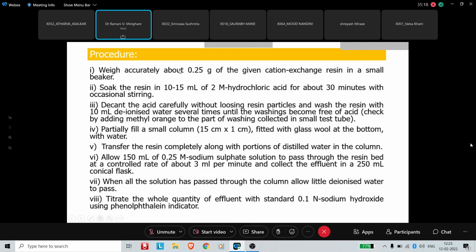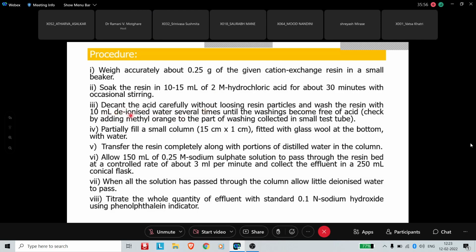You have to weigh 0.25 gram of cation exchange resin in a small beaker. Soak the resin in 10 to 15 ml of 2 molar hydrochloric acid for about 30 minutes, and during this time, your resin will be converted into hydrogen form. The excess hydrochloric acid should be washed out, so you decant the acid from the beaker.